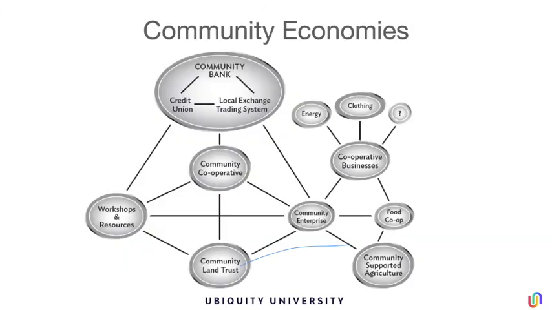So those are kind of the main elements, as it were. All of these things that I've described have been around for a while. There's plenty of help out there. There are associations who can help educate you in how to set up a credit union, how to set up a local exchange trading system, how to build community cooperatives and cooperative businesses, food co-ops, the whole community supported agriculture schemes. This is something that we can do.